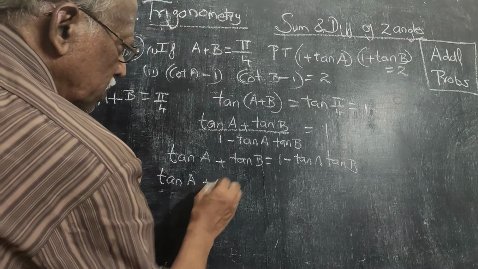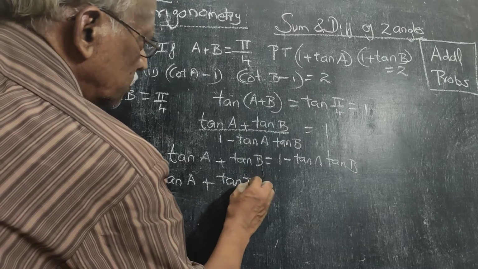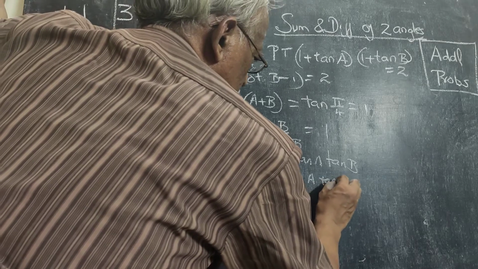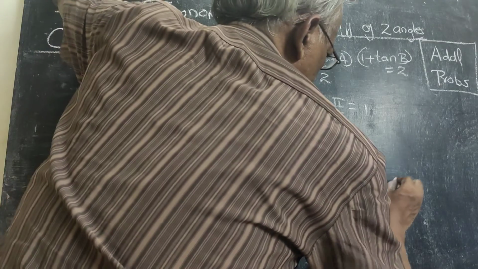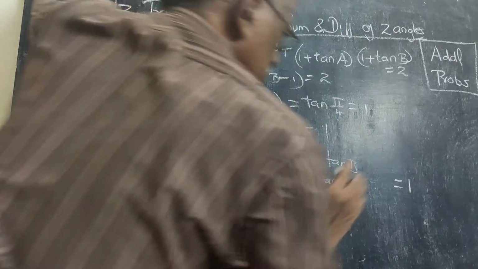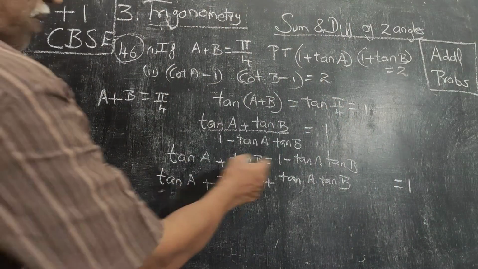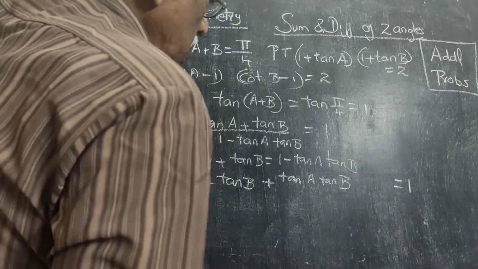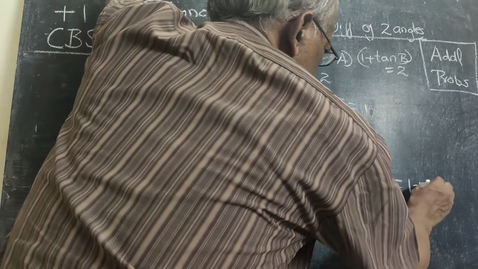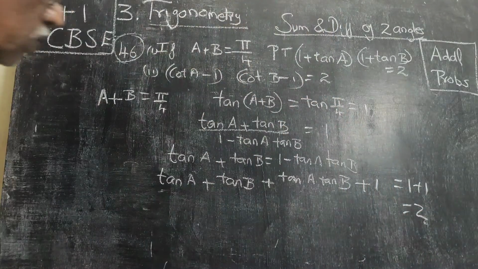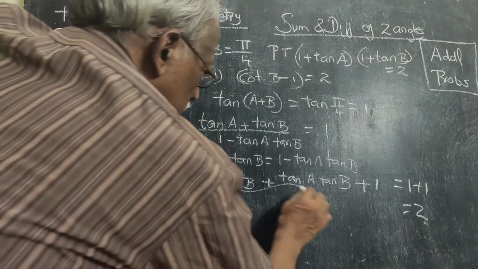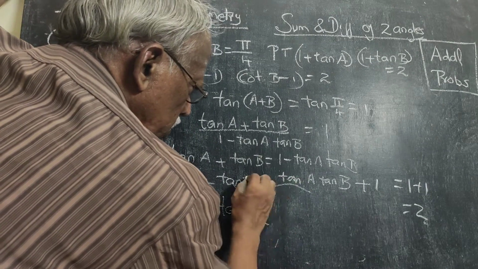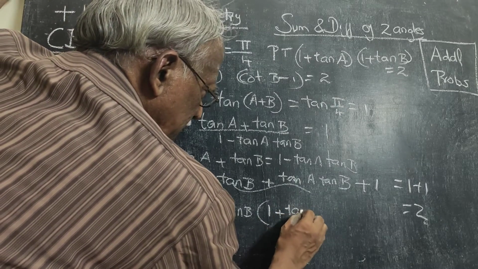Tan a plus tan b plus tan a tan b equal to 1. Is it okay? Tan a plus tan b minus of tan a, so it comes here and remains 1. In the next step, what do you do? Add 1 to both sides. Now from these two you take tan b, so this is 1 and this is tan a.